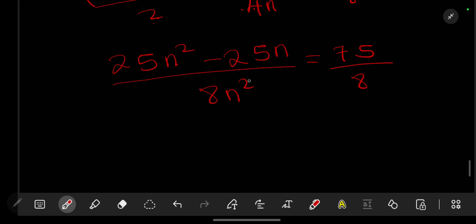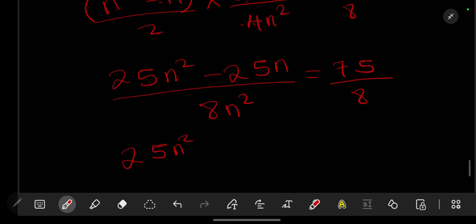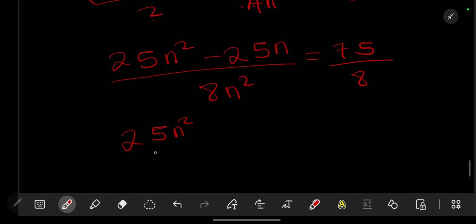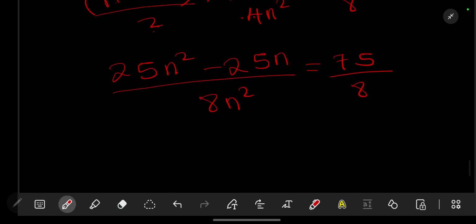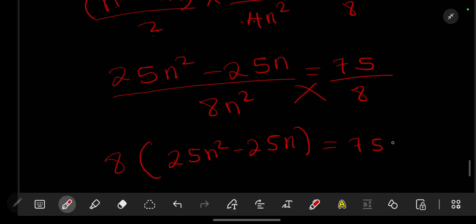Then you can distribute this by saying this is the same as our 25 n squared. Okay, let's just cross multiply. So we have our cross multiplication there. So this gives us our 8 times, this 8 multiplies everything. So we have our 8 times 25 n squared minus 25 n should be equal to, we have our 75 times our 8n squared like that.